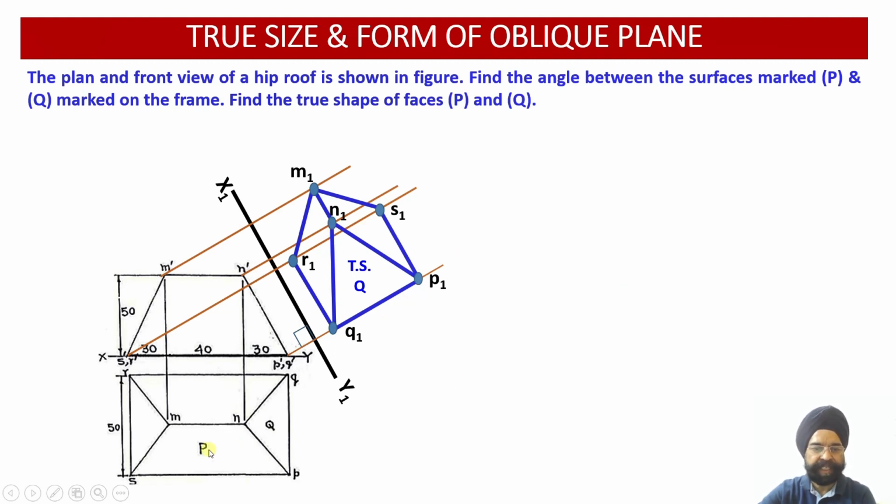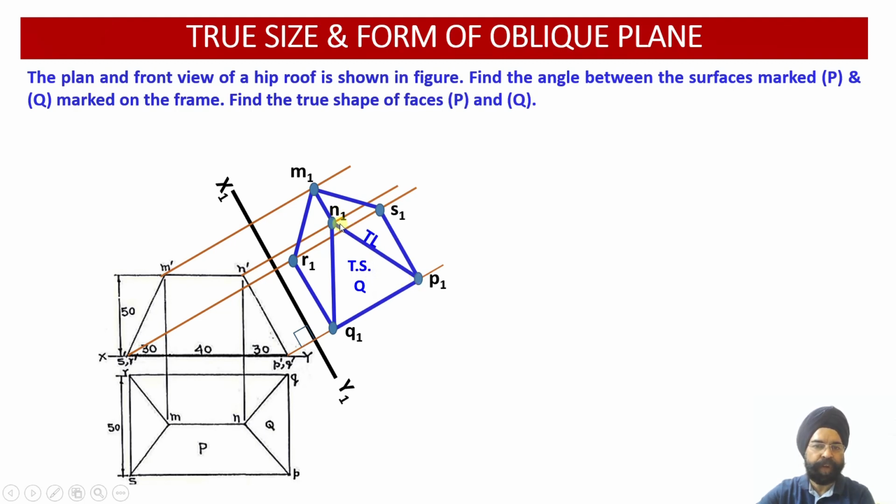Now the second part is I have to obtain the true shape of the surface P, which involves M, N, P, S. And besides this, I also want to determine the angle between surface P and surface Q. If I want to determine the angle between surface P and Q, please see which is the common edge. My common edge between surface P and surface Q is NP. So where is NP? NP is located over here.